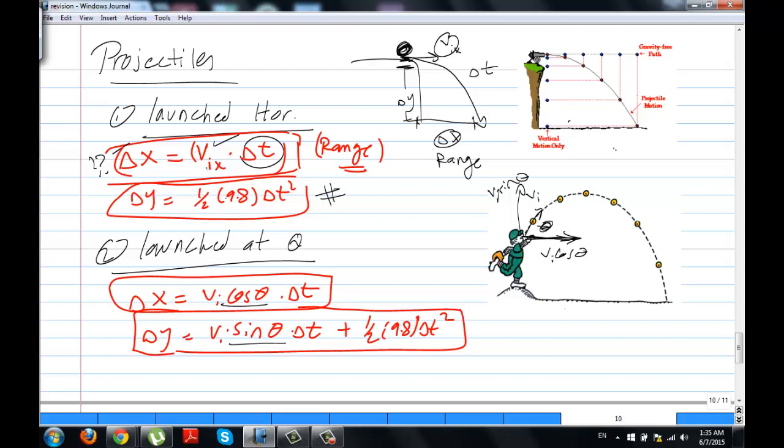So you remove the vix from the delta x, and I put vi cosine theta times delta t. And here I added the whole value of vi sine theta delta t to this equation. As you can see, they have this common part that is the same. I have just added this new part, which is vi sine theta delta t.